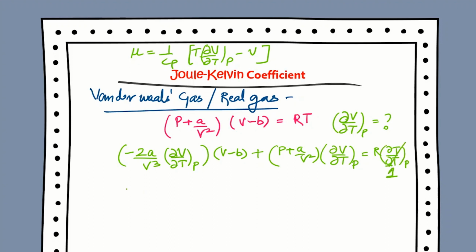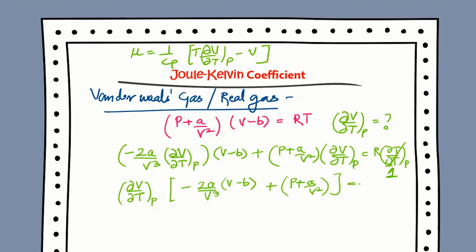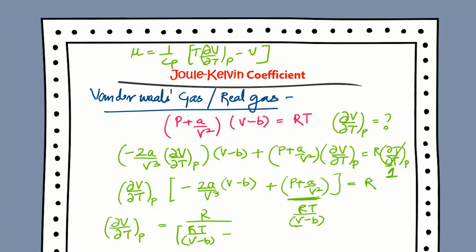So this is 1. So we will take this ∂V/∂T at constant pressure out, and we will get [−2a(V − b)/V³ + (P + a/V²)] equal to R. Now we can replace this (P + a/V²) as RT over (V − b). So the expression for ∂V/∂T at constant pressure will be R over [RT/(V − b) − 2a(V − b)/V³]. So let's move to the next page.